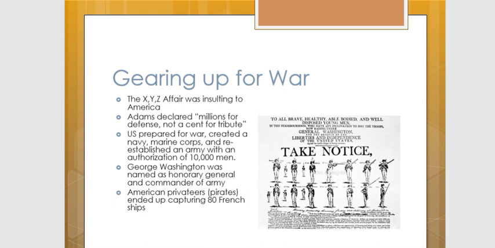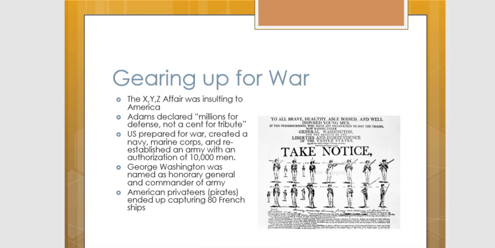Adams knows he needs somebody to basically bring the army together. He names George Washington as the general and commander of the army. But that's really only an honorary title. Washington's an old man at this point. Hamilton is really the guy that takes over, and he's the one leading the charge to bring this thing together.